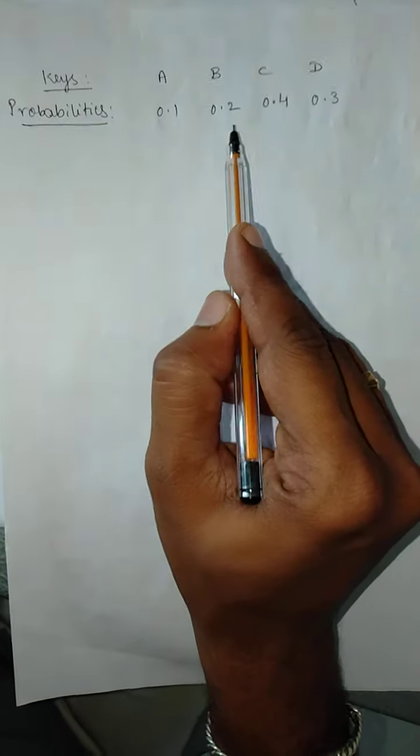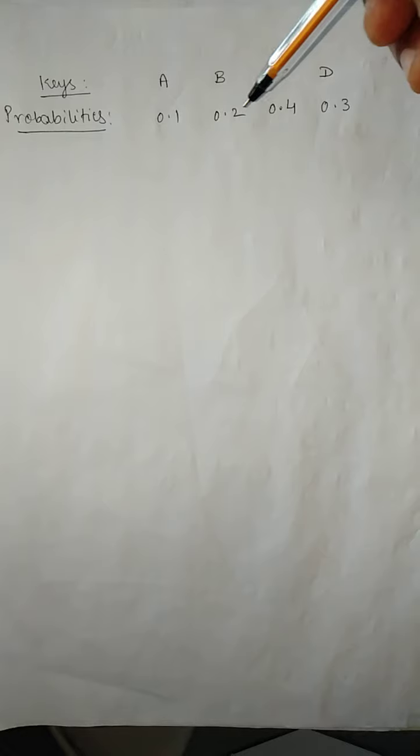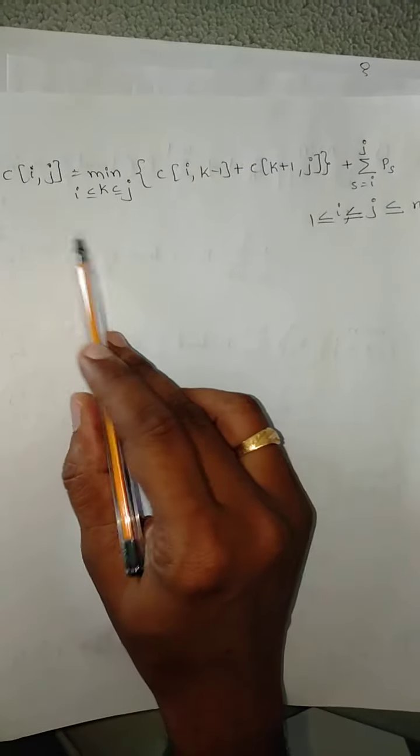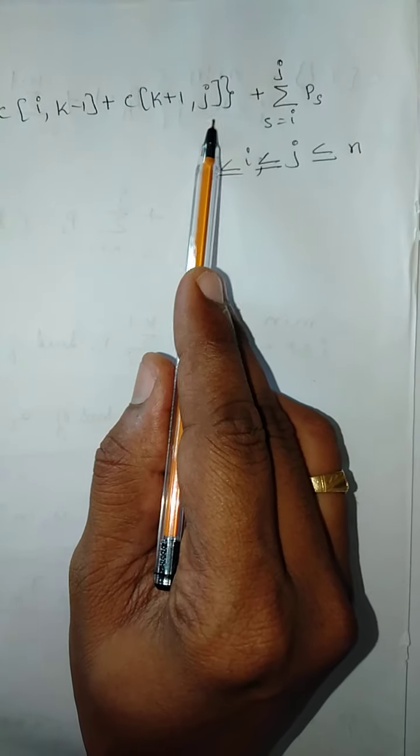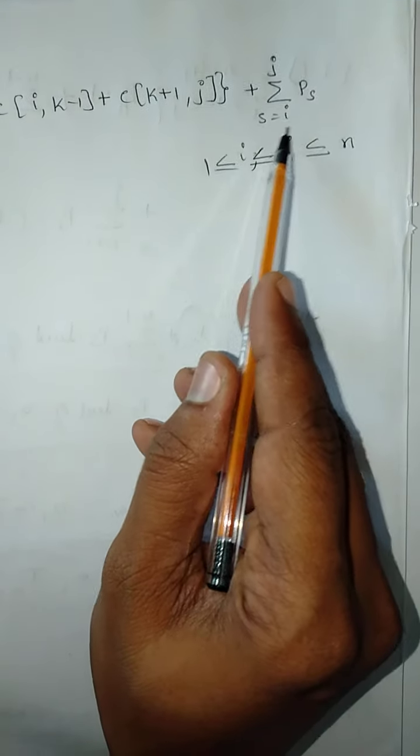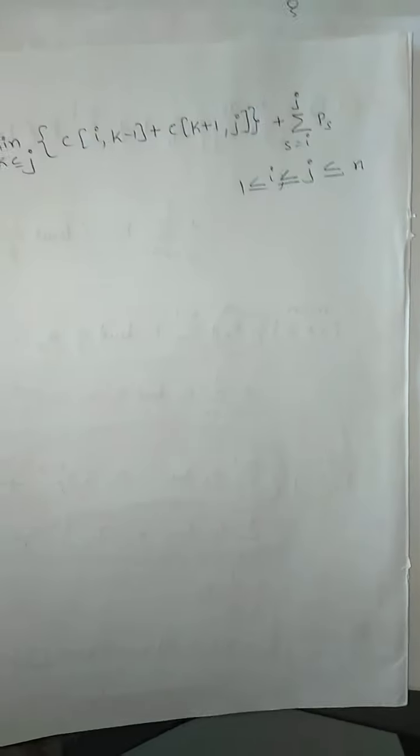We shall now solve an example of constructing the binary search tree. Given keys and their probabilities, you have to construct a binary search tree. The keys are A, B, C, D with probabilities 0.1, 0.2, 0.4, 0.3. Please recall that our formula for C(i, j) is the minimum over k of C(i, k-1) plus C(k+1, j) plus the summation of all the probabilities.